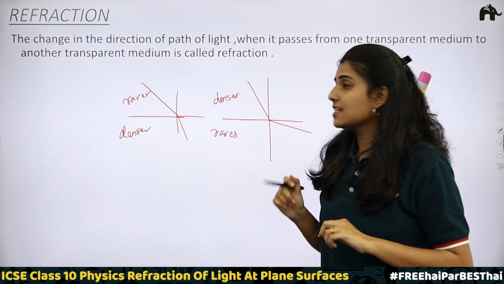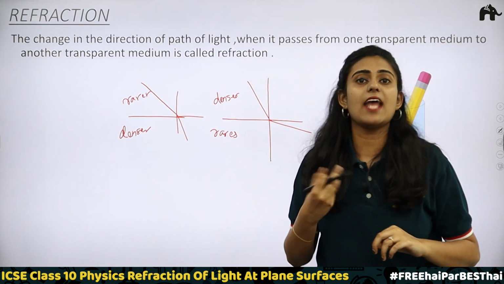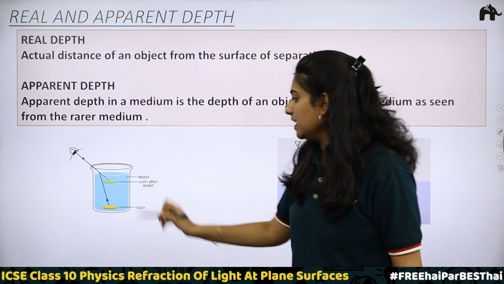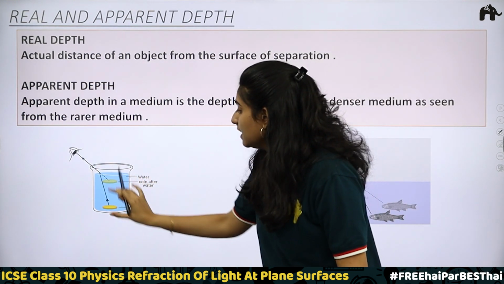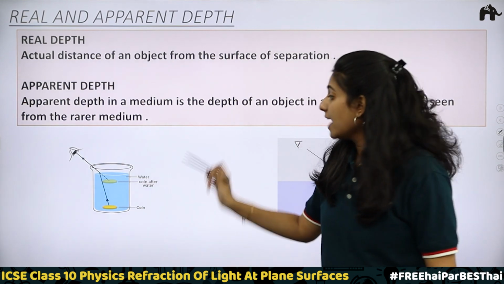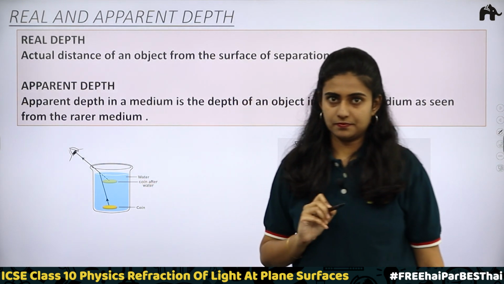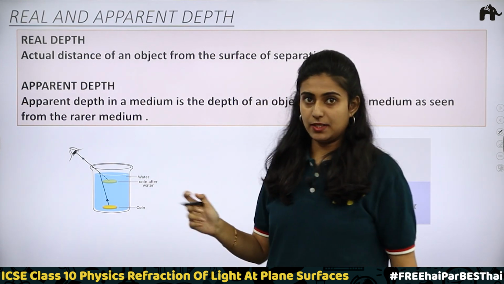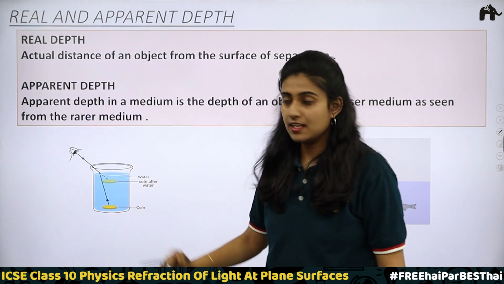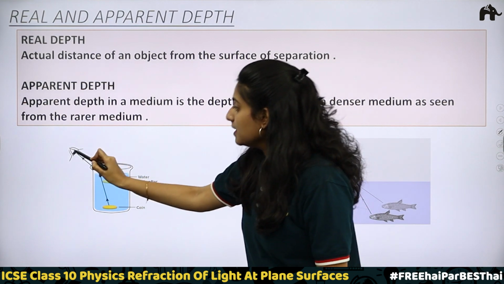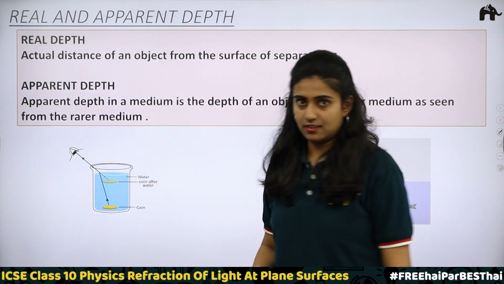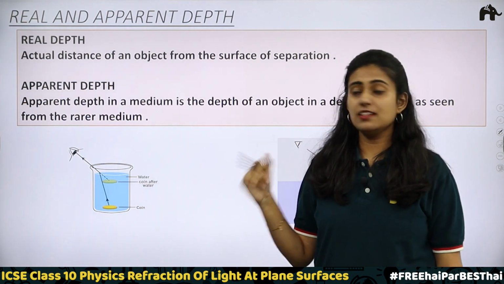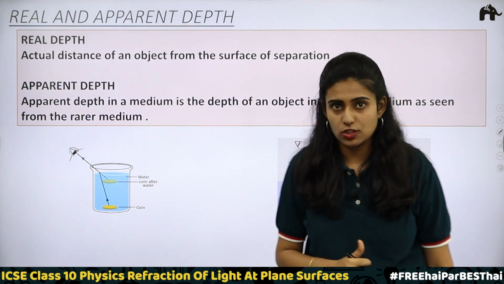Before that, you need to understand two things. What are real depth and apparent depth? To understand what real depth and apparent depth are, take this example. Here you have a coin which is placed at the bottom of a beaker, and the beaker is filled with water. We know that water is one medium and air is another medium. Here a person is standing, his eyes are shown. From here when he views this coin, he can see the coin at a new position. Why is this happening? This is due to refraction. This is an application of refraction.